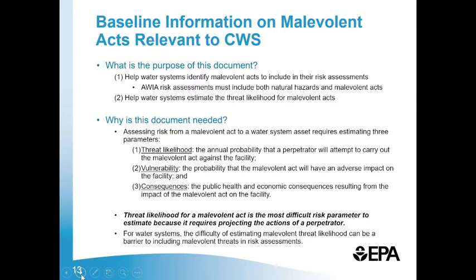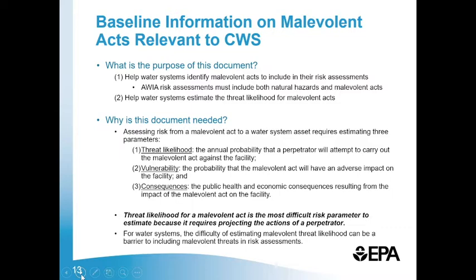And this document helps your water system to identify specific malevolent acts that you need to include in your risk assessment, because you can't plan for the world of all malevolent acts. So we need to be able to identify and prioritize what are the specific malevolent acts that you should focus on at your utility. So this document helps you to identify which malevolent acts you have the greatest risk to, so you can include those in your risk and resilience assessment. And it also provides the threat likelihood factors specifically for each of those malevolent acts.